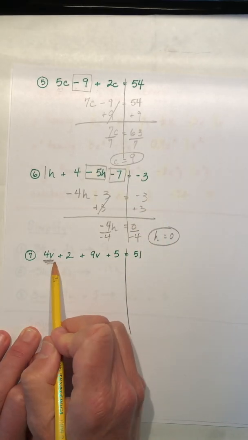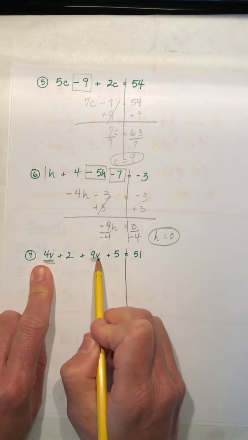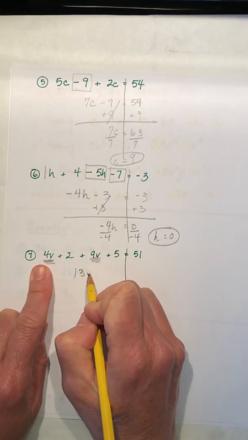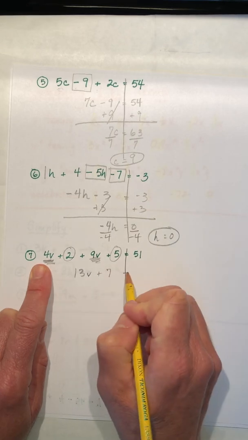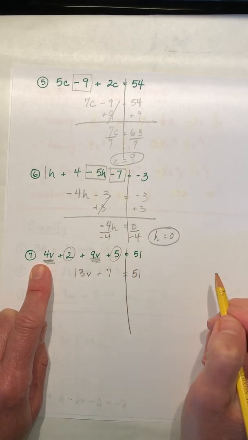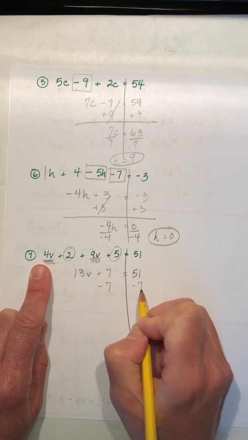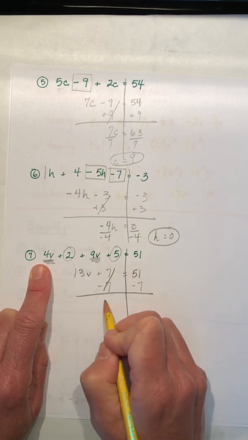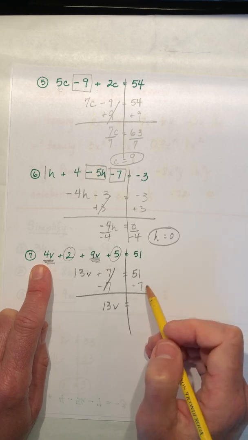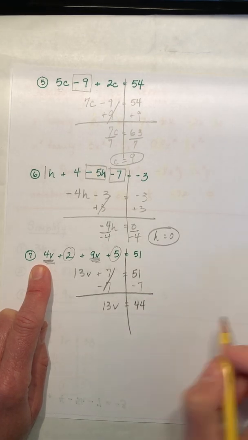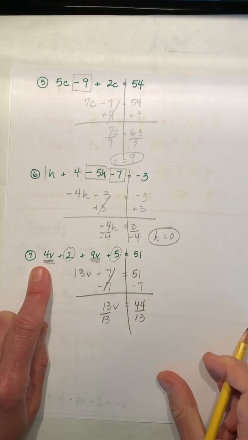So I see I have a V family and another V family member. 4V plus 9V is 13V plus 7 equals 51. I'm subtracting 7 from both sides. 13V. So 51 minus 7, that's 44. If I divide both sides by 13, I know you don't like the looks of that.